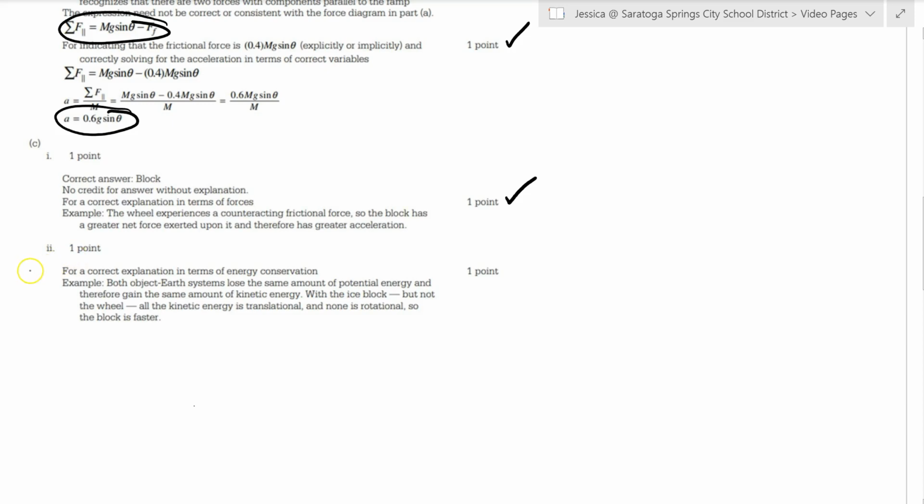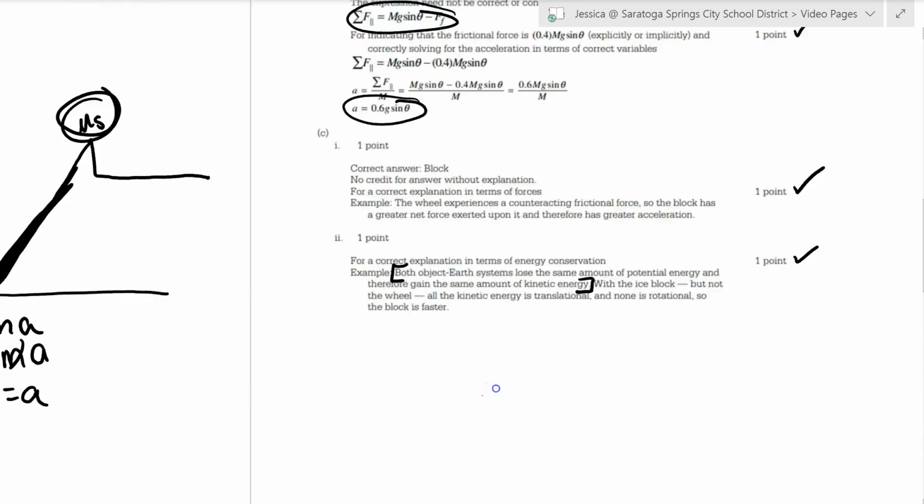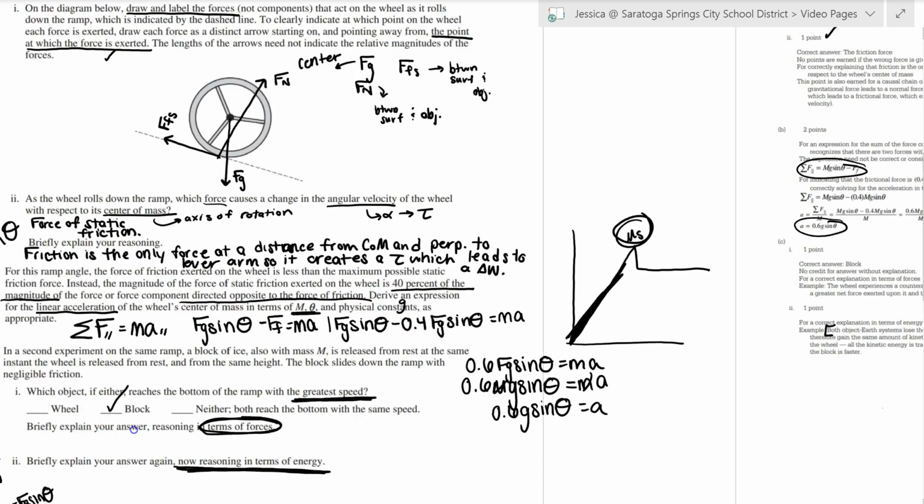So the second part of C, for a correct explanation in terms of energy conservation: both object-Earth systems lose the same amount of potential energy and therefore gain the same amount of kinetic energy. With the ice block, but not the wheel, all the kinetic energy is translational and none is rotational, so the block is faster. I essentially said that. I just didn't talk about this part, but I did talk about energy conservation, which is essentially what this statement is referencing. Okay. So that is the answer to this week 6 question.